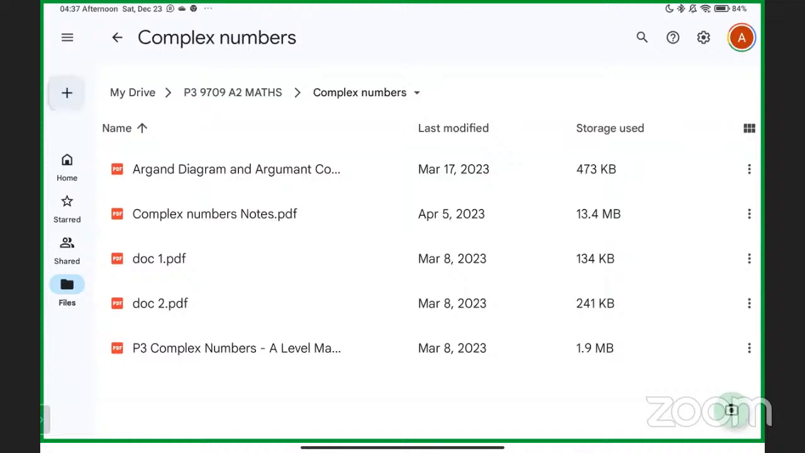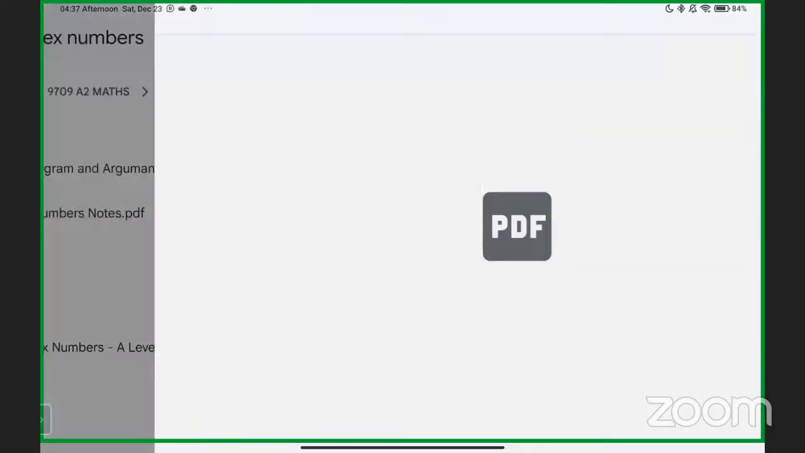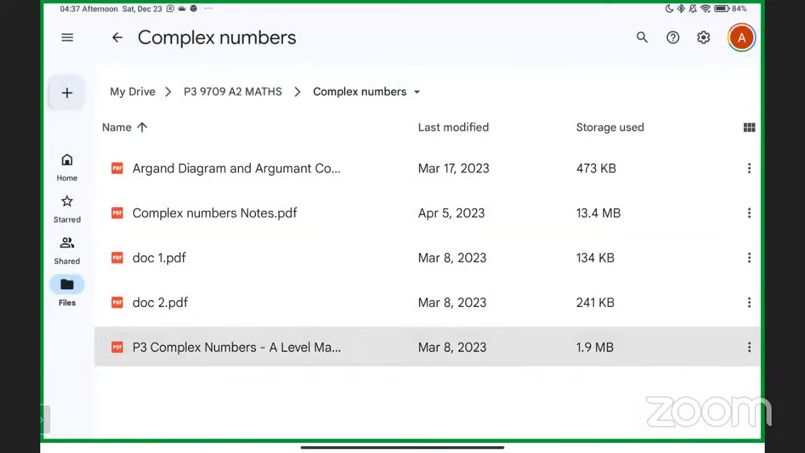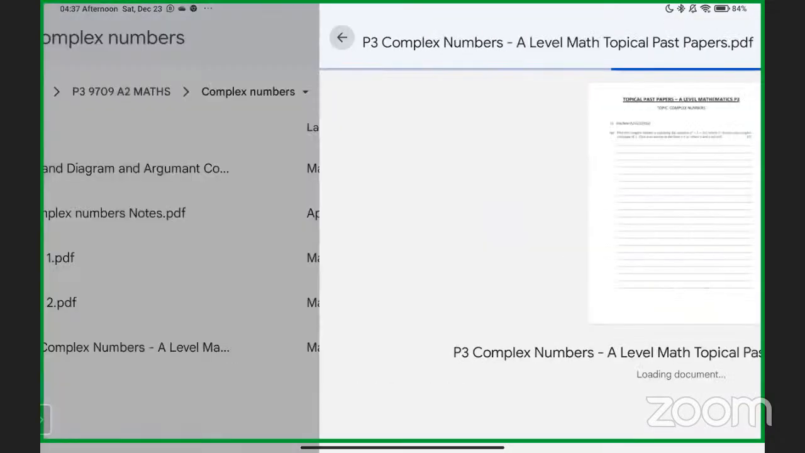So this is the complex number folder. There are no recordings in it because I didn't have time to make any of them, so that's why we are doing a live lecture on this. Notes are what we are doing already, and I will share that. Topical past papers are also there, that we are going to do as well.